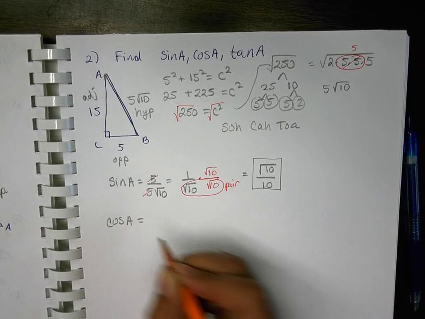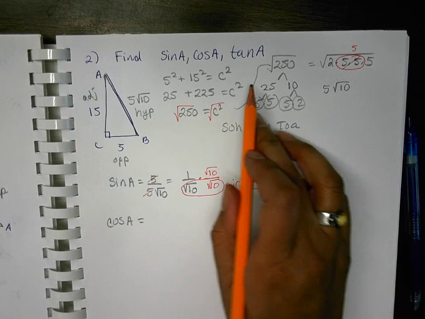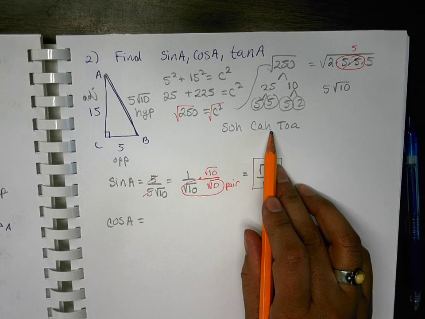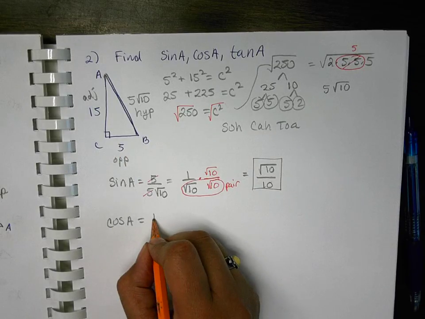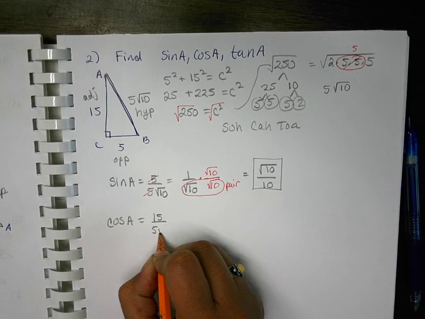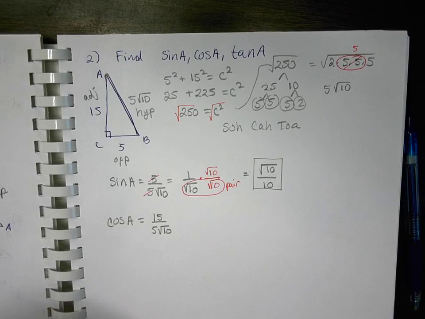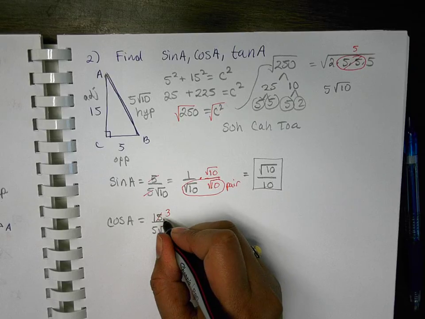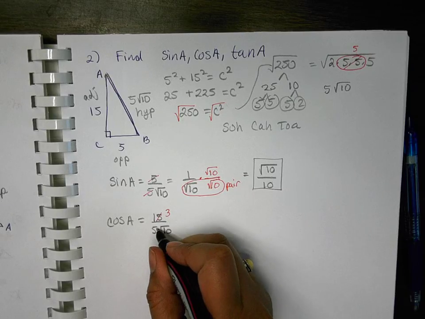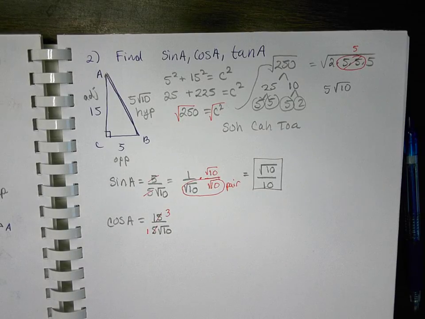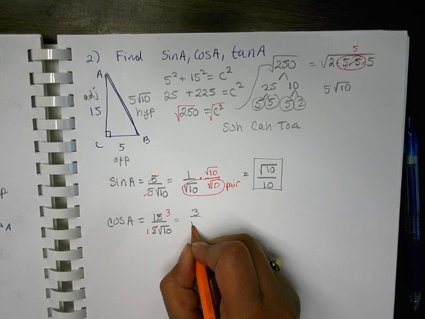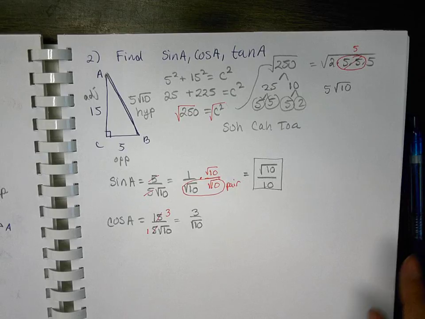Cosine of A. All right, let's look at the CAH. What over what? Adjacent over hypotenuse. So I heard 15 over 5 root 10. All right, can I reduce again the 5 and the 15? Yeah. 3 at the top, because 5 goes into 15 3 times, and 5 goes into itself 1. So 3 root 10 or 3 over root 10? 3 over root 10. All right, and is this another one we have to rationalize?